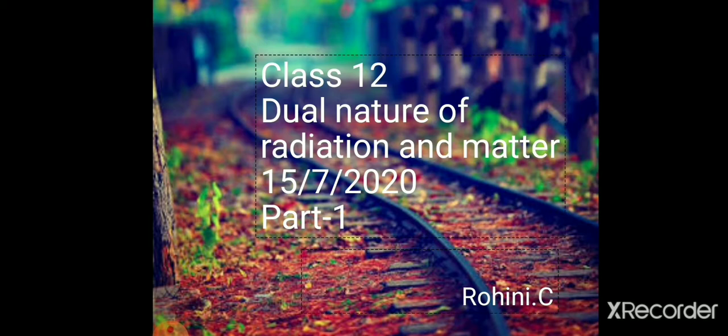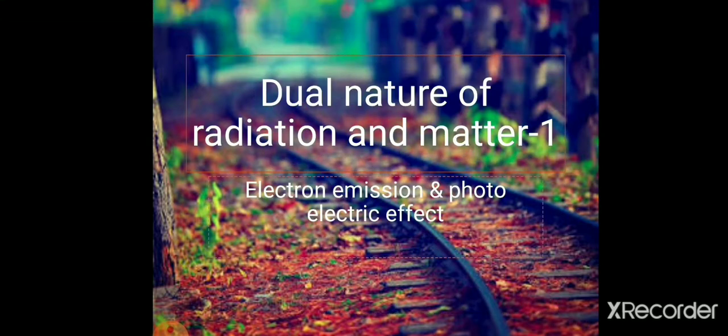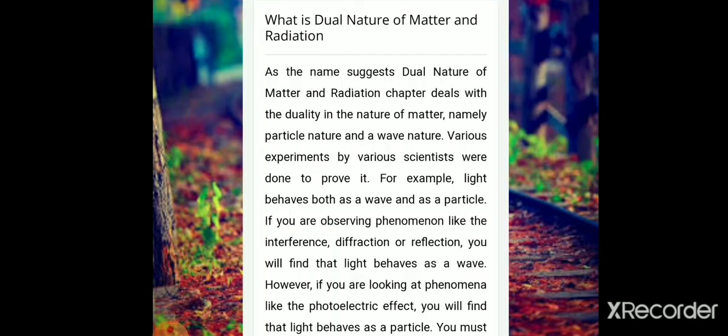This is purely a theoretical chapter, so please concentrate more on the modules. In the first part, we are going to deal with electron emission and photoelectric effect. Coming to the name of the chapter, Dual Nature of Matter and Radiation.